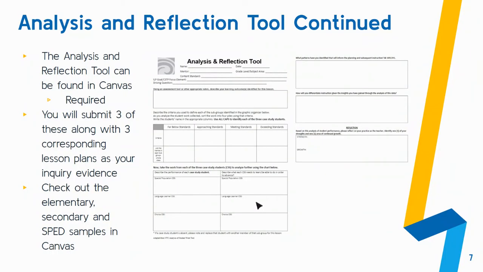You will find the analysis and reflection tool in Canvas. This slide shows an image of this tool. There are elementary, secondary, and special education samples also in Canvas that can show you what a completed tool should look like. You will want to complete the analysis and reflection tool as soon as possible after teaching the lesson so the information is easier to recall and you can plan next steps for your class accordingly.